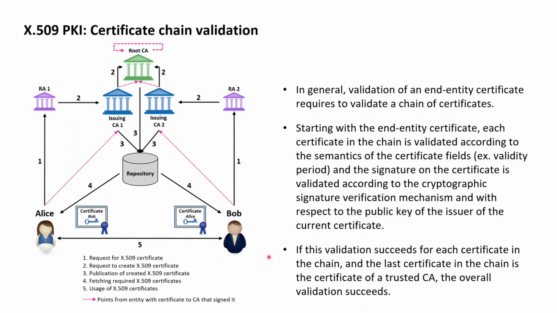If this validation succeeds for each certificate in the chain, and the last certificate in the chain is the certificate of a trusted root CA, the overall validation succeeds, and the end entity can then consider the public key contained in the certificate at hand as authentic and can proceed to use this public key for the intended cryptographic purpose, such as, for example, encrypting the data sent to a communicating peer. This is it. This is how X.509 PKIs work on an abstract level.